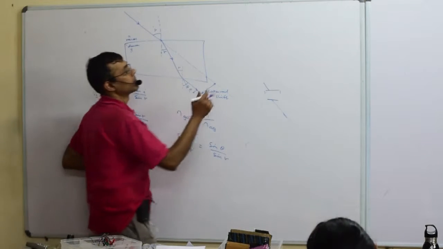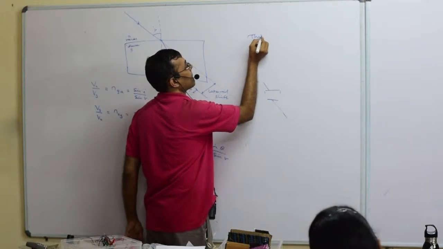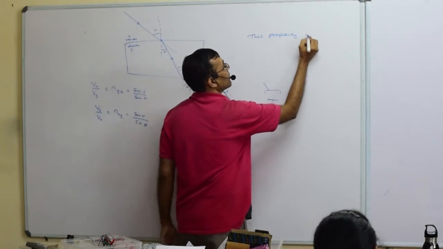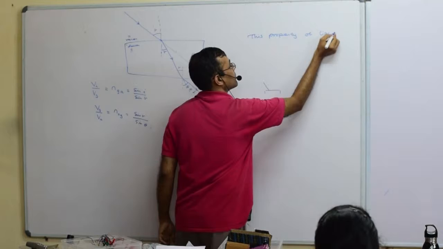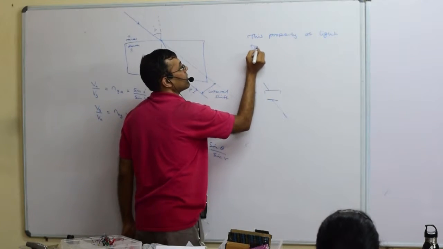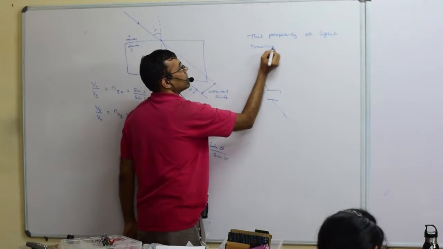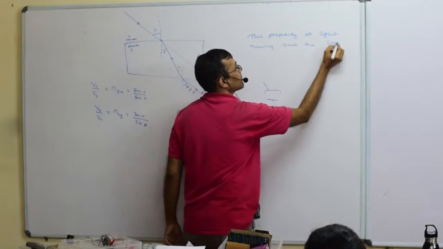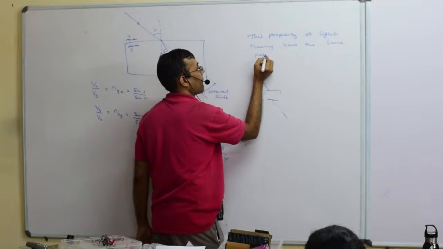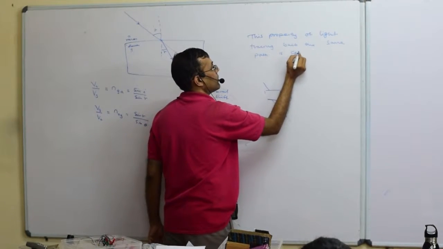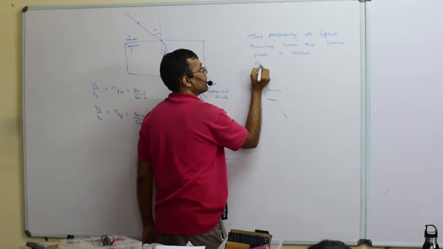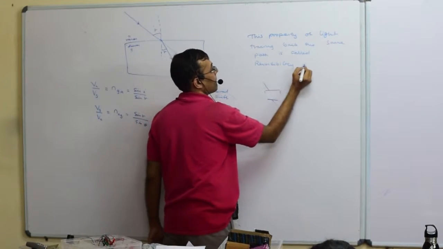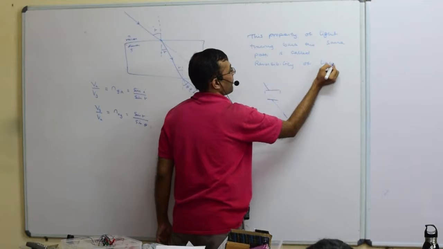So this property of light, tracing back the same path, is called reversibility of light.